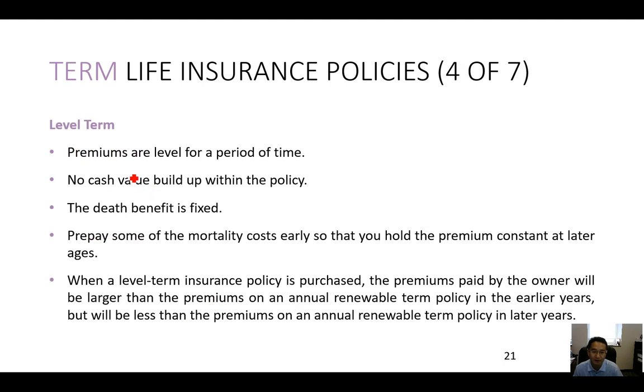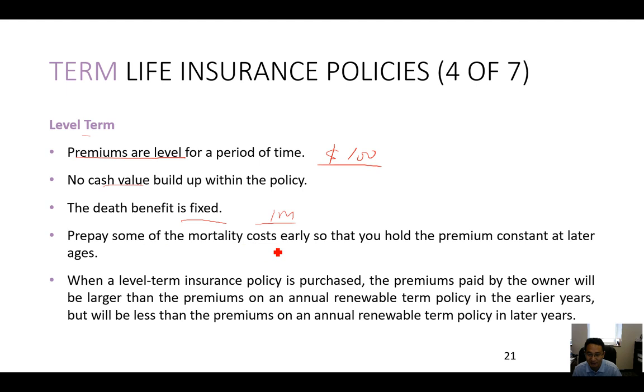Okay. Let's talk about level term. Premium and level is the same. Let's say maybe $100 every month for 10 years. Okay, so that's easy to understand. Very good for you to budget. No cash value. Death benefit is also fixed, right? 1 million or 500,000, or any other amount you talk to them.